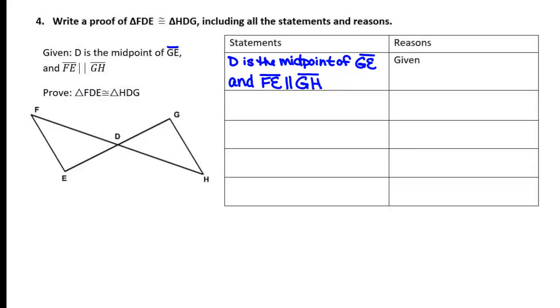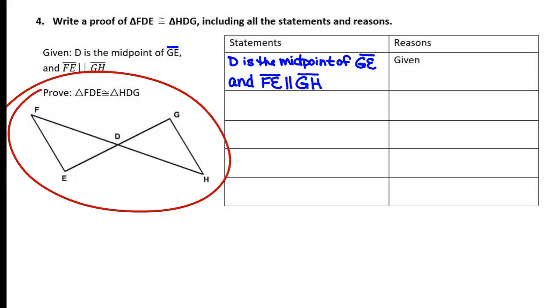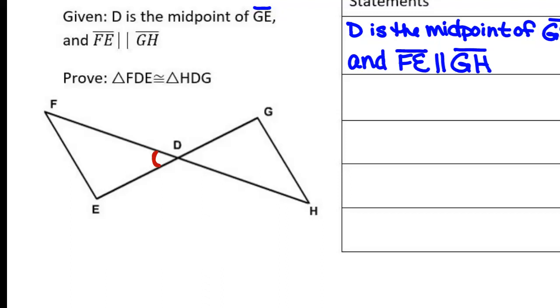All right, let's see what we can do with that. Looking at this picture, before I even use my given information at all, is there anything that I'm allowed to mark on this picture without being told? I can mark my vertical angles right here and right here. So now we have to think about how we're going to name them. Can I call it angle D?